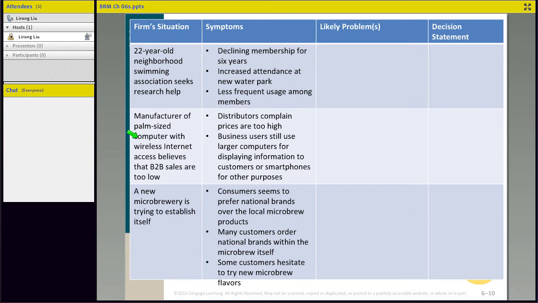It says 22-year-old neighborhood swimming association seeks research help. Okay, the symptom of, imagine this, right? So the manager of this swimming association calls you in and says, well, we need your help. So the manager says, well, we face decline in membership for 6 years. We notice there's a new water park and there's increased attendance. We're jealous about that, right? And we also notice even for our members, they use our facility less frequently. So we want your help, right?